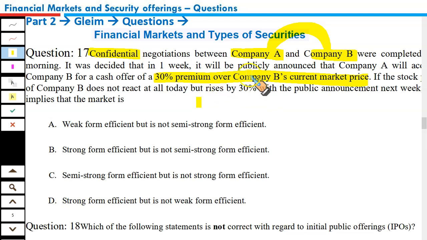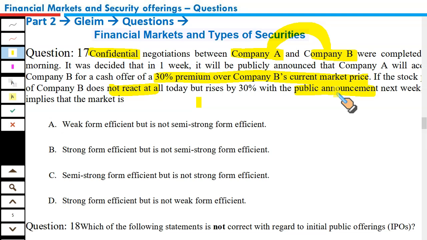Since this information was privately held and no one in the market knew, the share price did not react at all. The share price reacted only when this information was made public. So what does this tell about market efficiency? Since in this market only publicly available information affects the share price, privately held information is not being used, or it's not reflecting in the stock price. This means this is semi-strong form efficient.